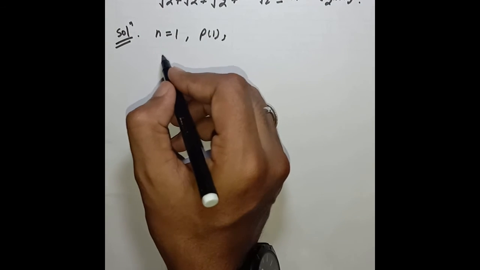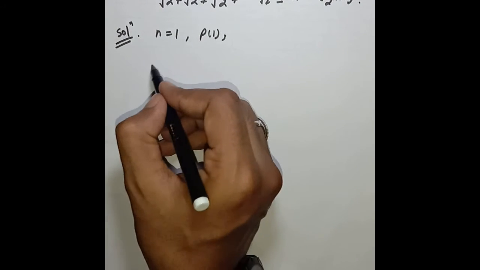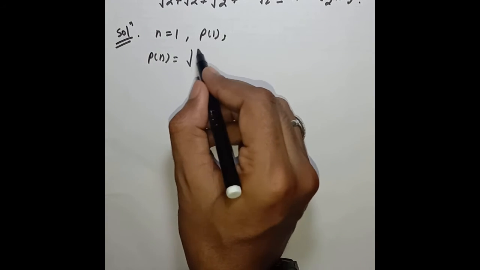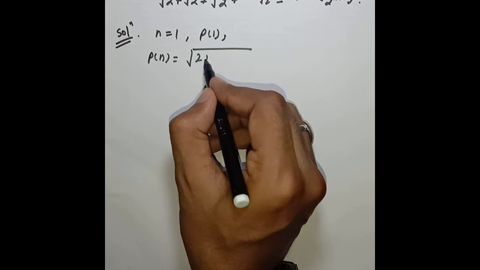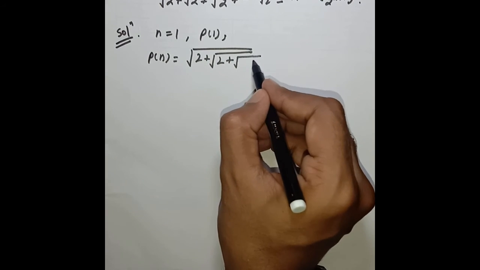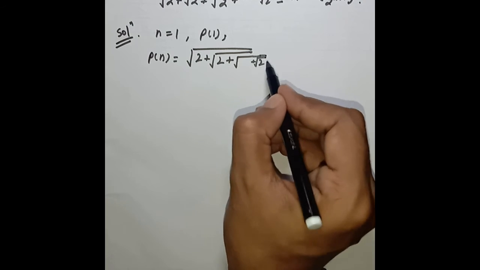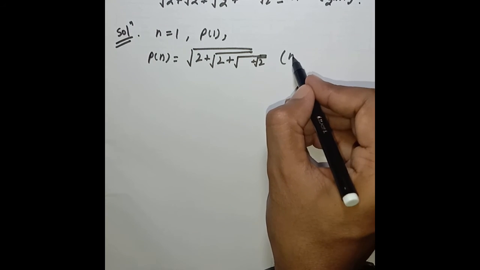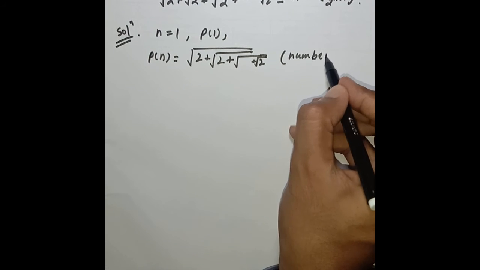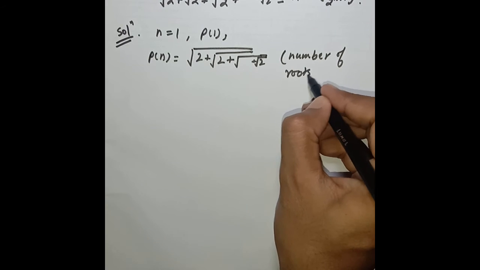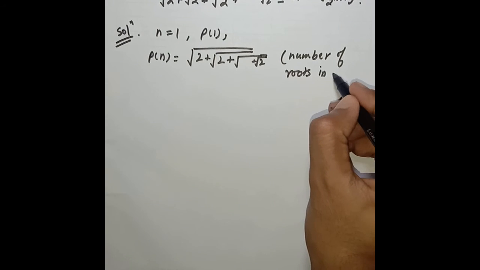first of all I would like to mention what Pn is. Pn is under root 2 plus under root 2 plus under root 2, and so on, where n is the number of roots.